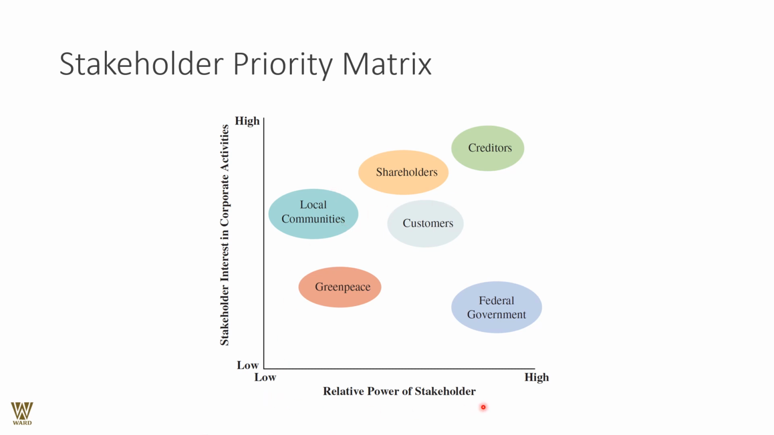If you look at the relative power of the shareholders, the creditors have the maximum because they fund it, whereas the green piece or the non-government paying thing, they don't have any powers around it. So we have the stakeholders' interest. Creditors is the maximum because they have the power. The federal government too has power, but probably the corporate interest is not very high, and so on. So in between are customers and shareholders.